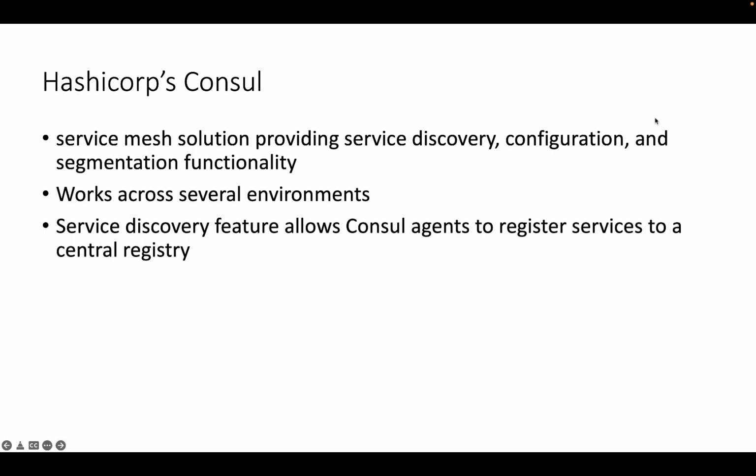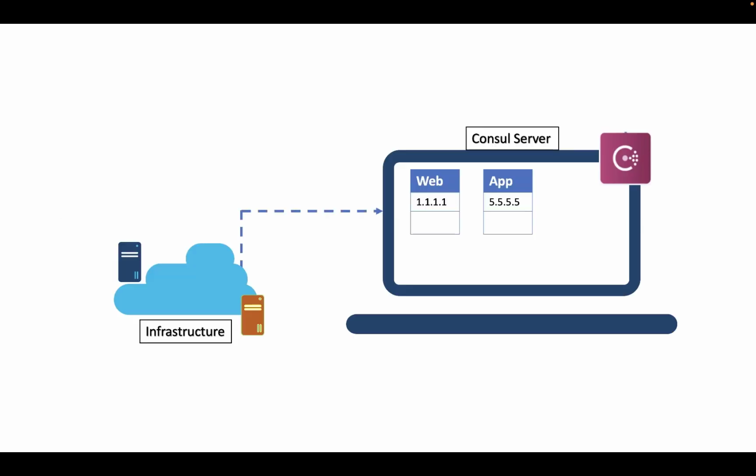HashiCorp's Consul is a service mesh solution providing service discovery, configuration, and segmentation functionality across several environments. Its service discovery feature allows Consul Agent to register services to a central registry. It keeps track of all the services, the nodes on which they are running, and their health status.